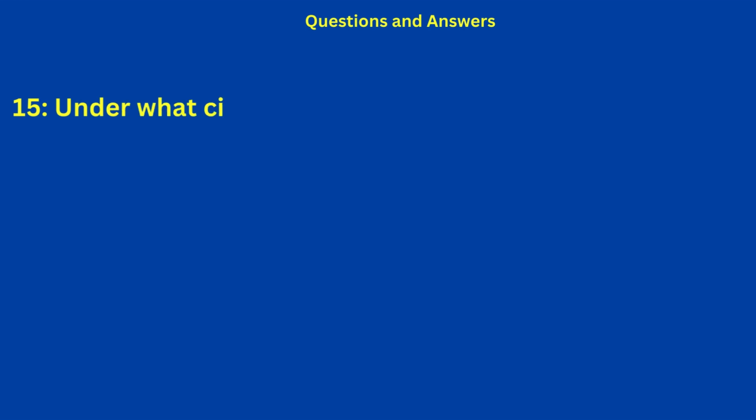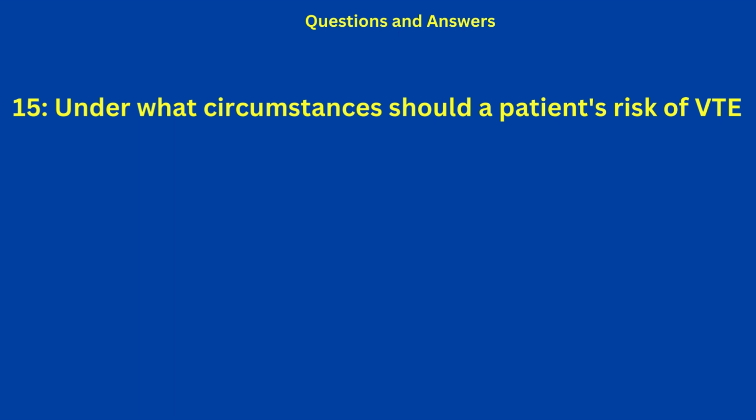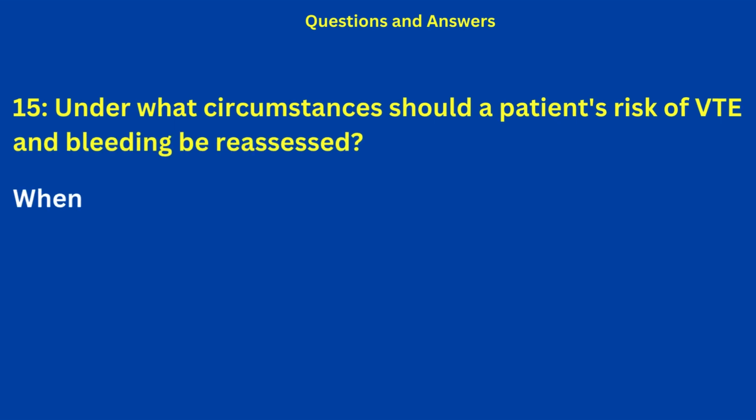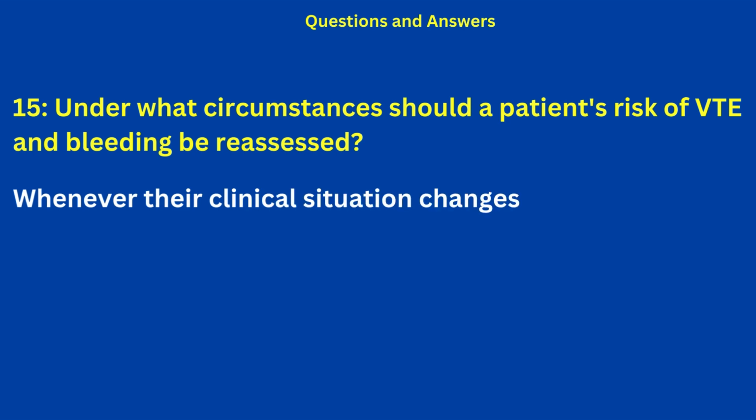Question 15. Under what circumstances should a patient's risk of VTE and bleeding be reassessed? Patients must have their risk of VTE and bleeding reassessed whenever their clinical situation changes. Changes in the patient condition can alter their risk profile, necessitating re-evaluation to ensure that their VTE prophylaxis plan remains appropriate. This dynamic approach to patient care ensures that preventive measures are always aligned with the current health status of the patient.